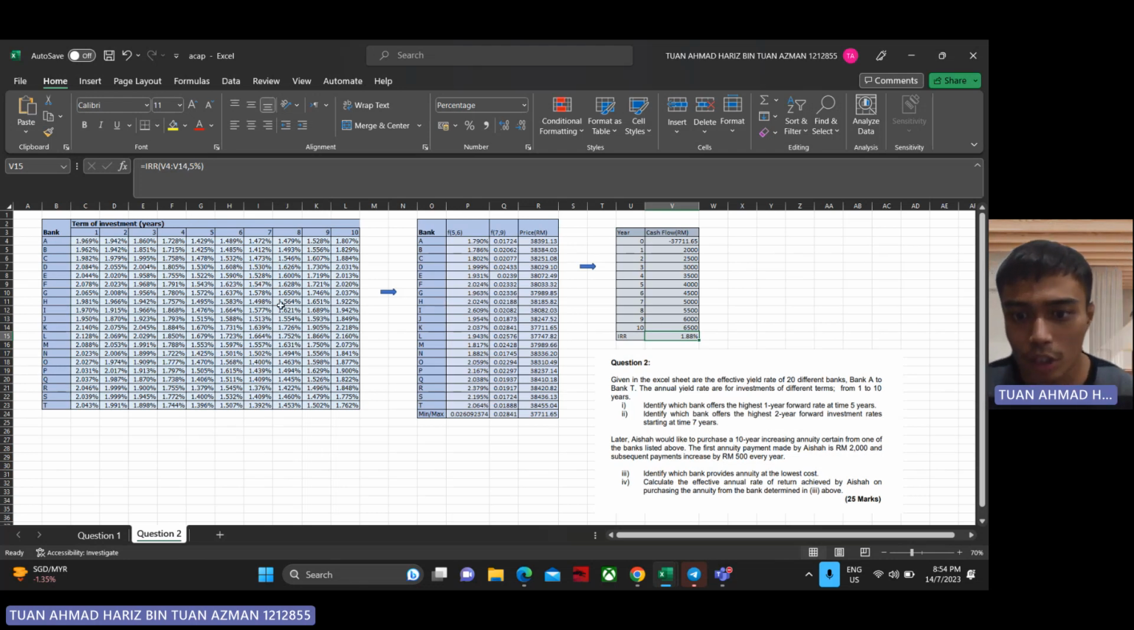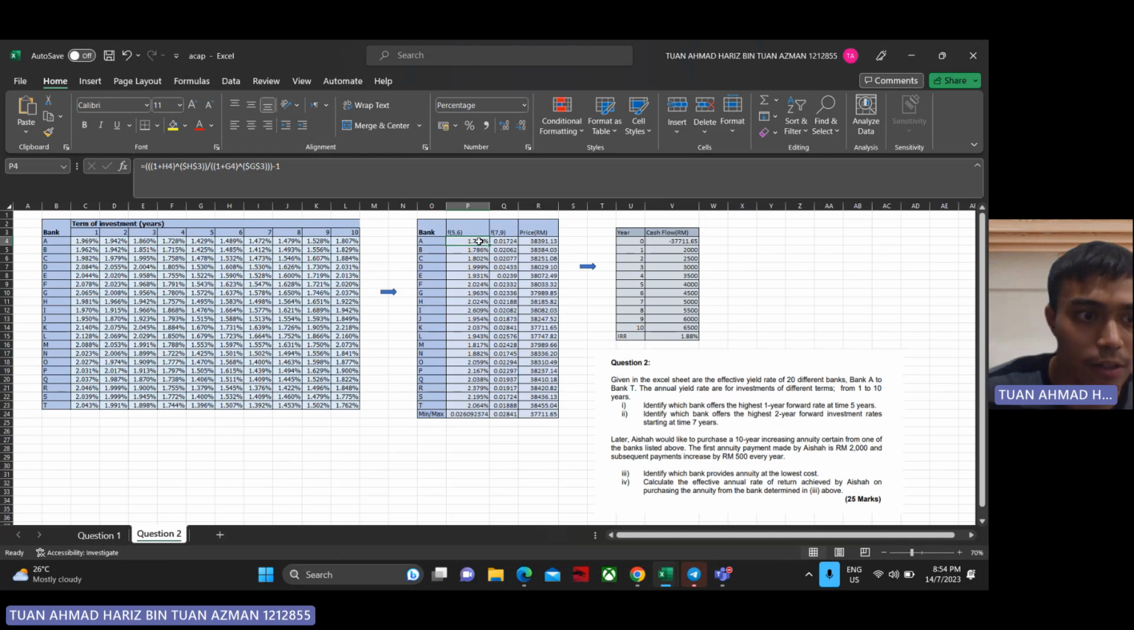And then from the question, the first one asks us to identify which bank offers the highest 1 year forward rate at time 5 years. The question gives us the yield rates of 20 different banks. So how do we calculate a 1 year forward rate at time 5 years? All right, by this, we have to take the spot rate of 5 and also the spot rate of 6 to calculate the 1 year forward rate at time 5 years.